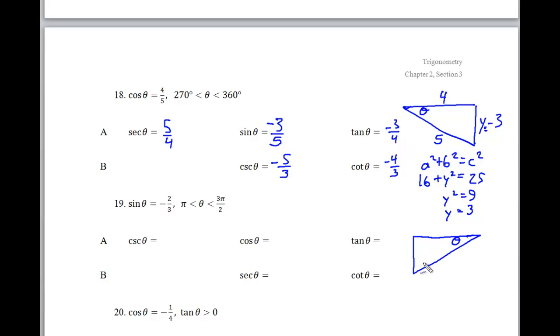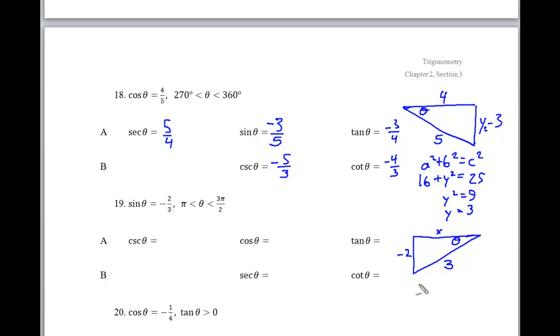Here's our theta of our angle, and we're going to take a look at negative 2/3. So this means my hypotenuse is 3, and since the sine is opposite over hypotenuse, that's negative 2 over 3, which means we have to find our value of x, which will be negative once we take the square root. So let's go find it.